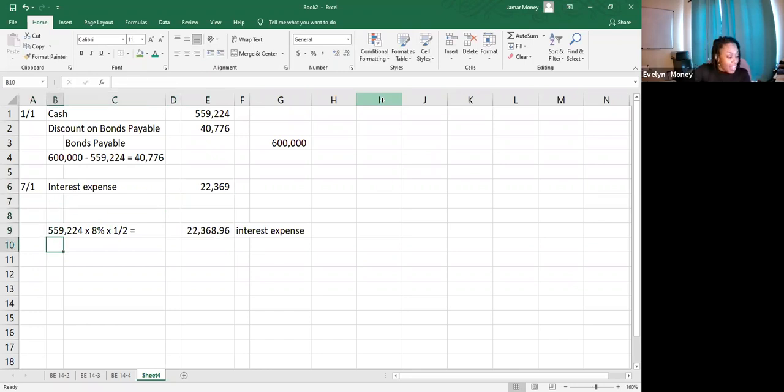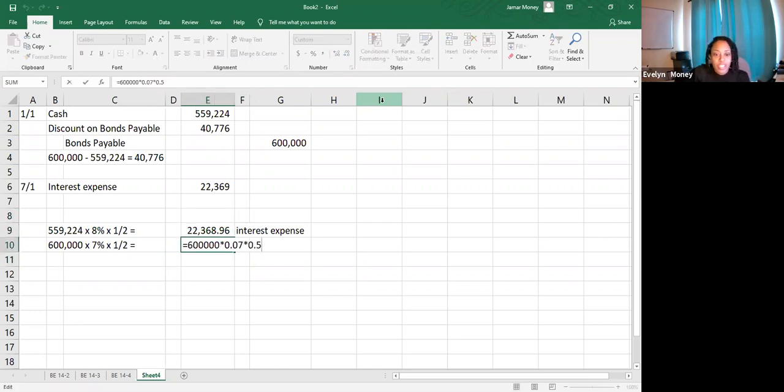Now let's find the cash that is actually going to be paid out. The cash that will be paid out will remain the same every single period. It's based on the contract rate of interest and the par value of the bond. So this is where we take that 600,000 times the contract rate of interest of 7% that was given to us, and again times half, and we get 21,000. Now, let me put that back up there so that you can see what I did in that formula. I just multiplied out what is written here.